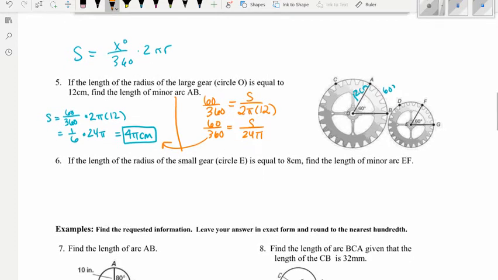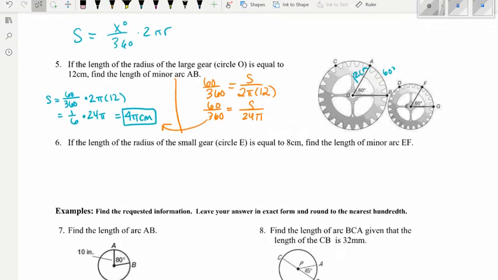Looking at the next one, it says, if the radius of the small gear is equal to 8 centimeters, we want to find the length of the minor arc.